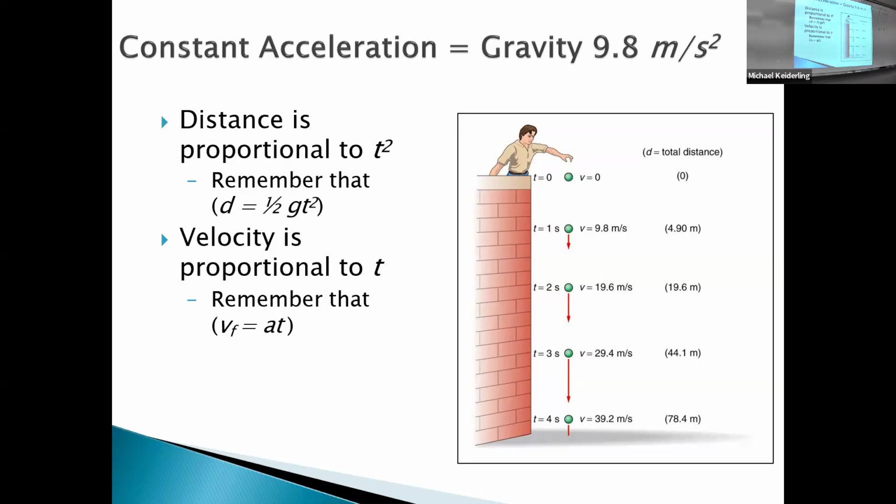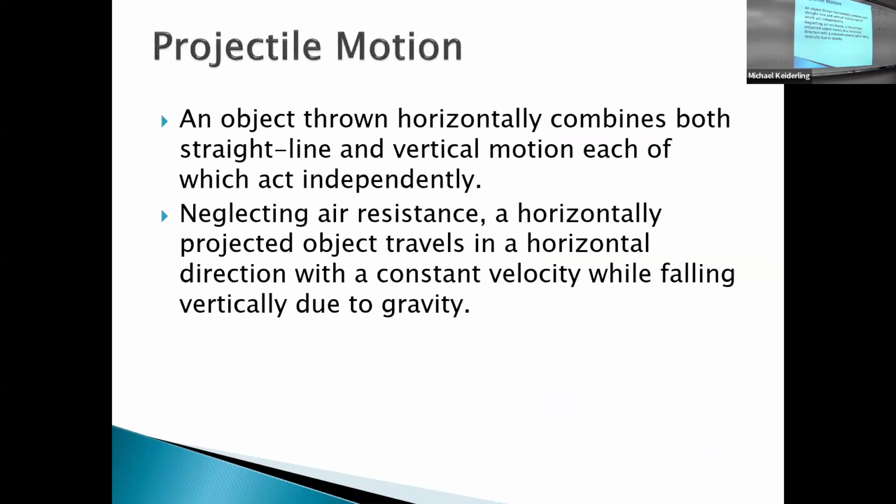So after 1 second, the distance traveled will be 4.9 meters. Speed will be 9.8 meters per second. After 2 seconds, the distance traveled will be 19.6 meters. The speed will be 19.6 meters per second. After 3 seconds, the distance traveled will be 44.1 meters. The speed will be 29.4 meters per second. And after 4 seconds, it will have fallen 78.4 meters, and the speed will be 39.2 meters per second.